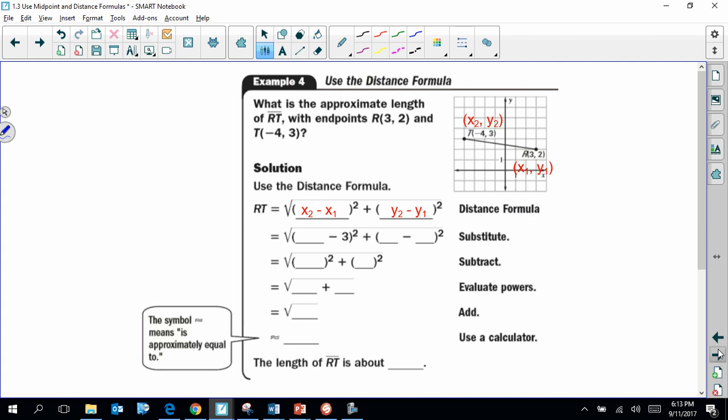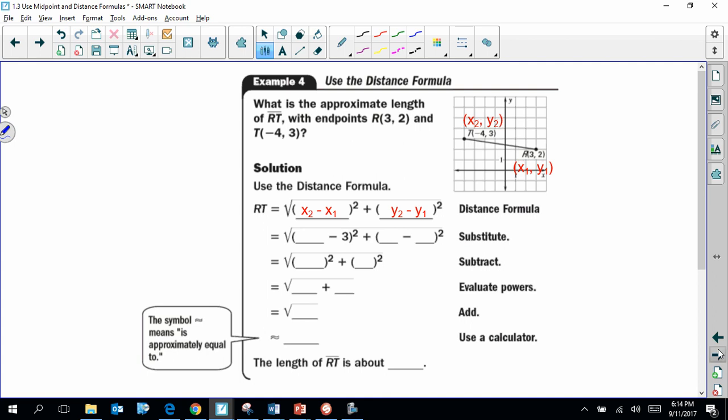So let's take a look at the example here. We definitely cannot count diagonally in this case, so we're kind of stuck. And I've taken the liberty of labeling point T and point R to let you know which one I'm calling X1, which one I'm calling Y1, and so on. So that way we can see how we're substituting into the problem. We want to know what is the distance.